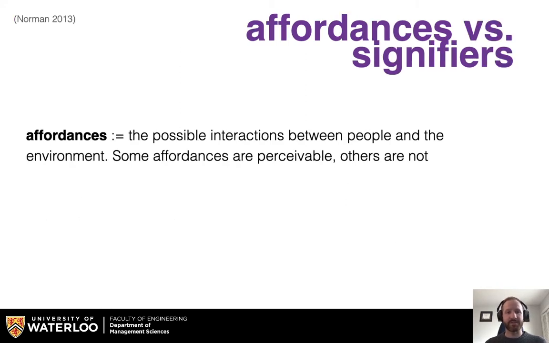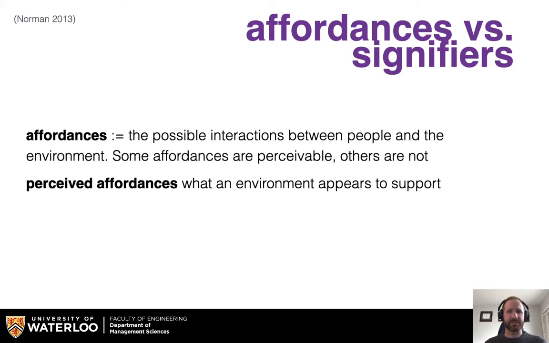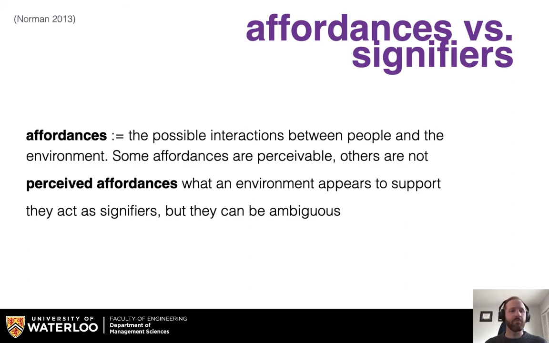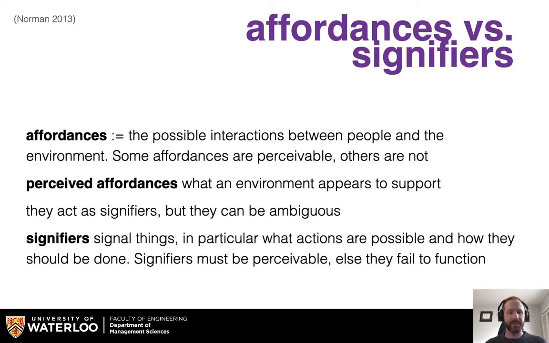One way to think about affordances is comparing them to signifiers. Affordances are the possible interactions between people and the environment. Some affordances are perceivable, others are not. And as an interaction designer, you really want to be able to create the perception that your affordances are there so that people know what to do with the system that they have in front of them. Perceived affordances are what an environment appears to support, and they act as signifiers. That means they signal what you can do with it, but they can also be ambiguous.